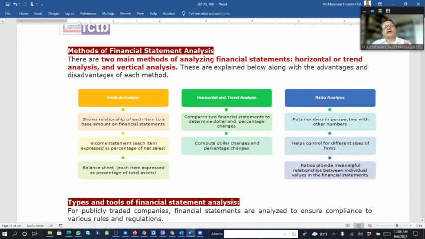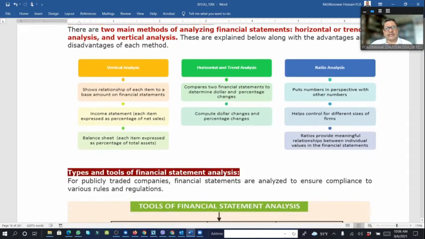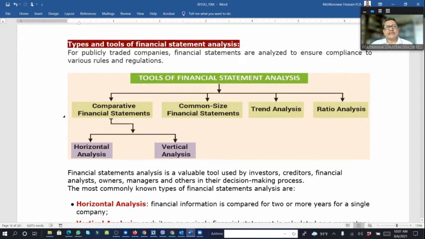Now come to our analysis. How can we analyze our financial statement? We can analyze in different ways. There are different methods, different processes. Sometimes it is the common thing: horizontal analysis, vertical analysis, trend analysis, ratio analysis. We can say it this way. We use different types of tools.